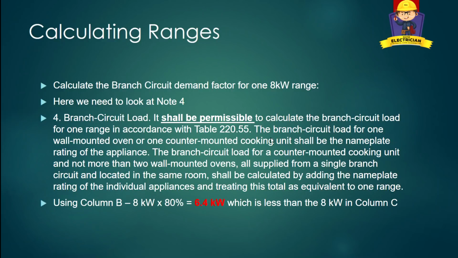Okay. Now, a couple things I want to add here. If you look right here, what if I get an application where I'm sizing for the branch circuit and it's simply one wall-mounted oven or one counter-mounted cooking unit, like a cooktop? Well, if that's the case, we're going to use the nameplate rating of that appliance.